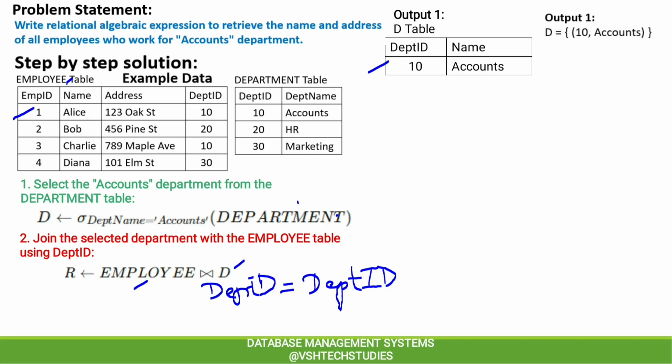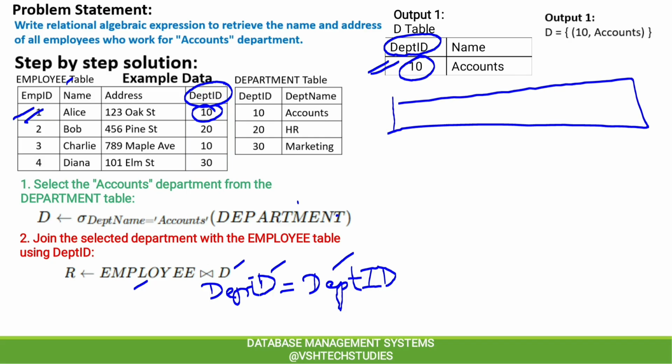Can we join both the rows? For that, is department ID equal to department ID? The department ID is 10 here, and the department ID is also 10 here. That is why this row and this row must be joined, and that is written in the output relation, that is R. This is going to be our output relation R.